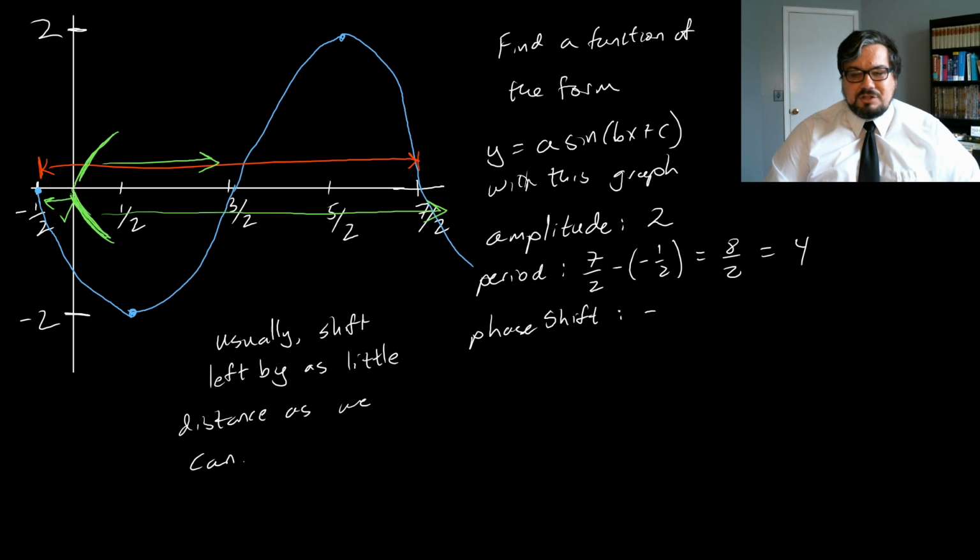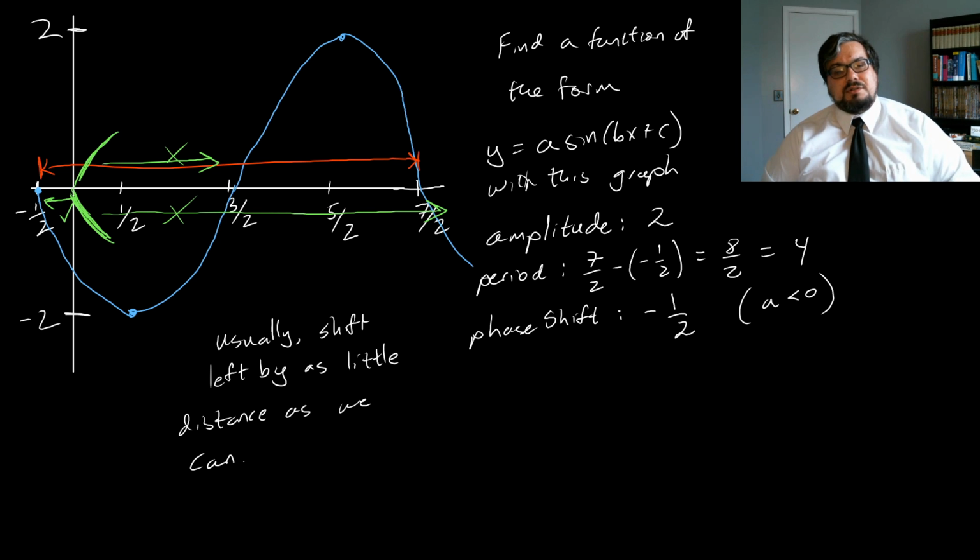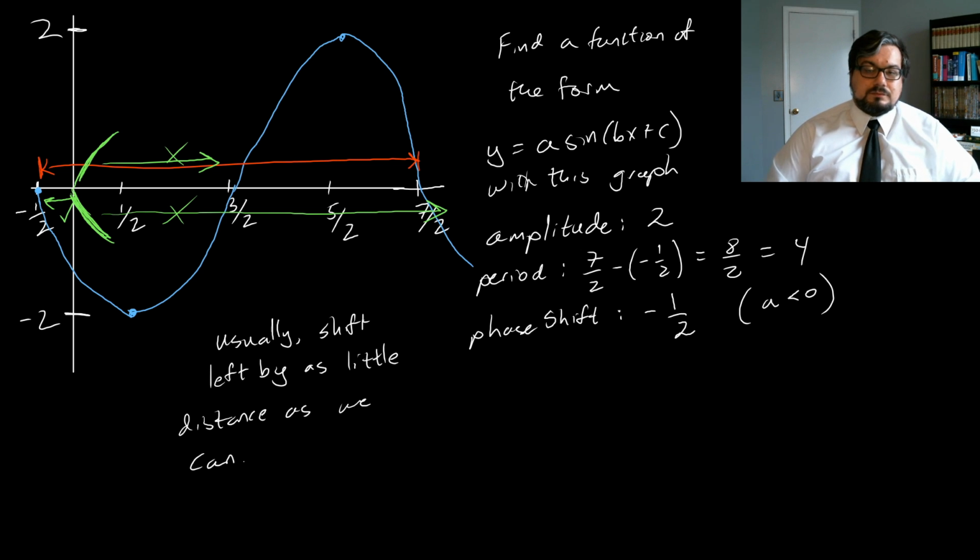So that means that the phase shift that we're looking at is -1/2, and this also specifies that we want a to be negative in this problem. So in this problem, we aren't using either of the rightward shifts that we've talked about. So with all this information, we can figure out what A, B, and C are.